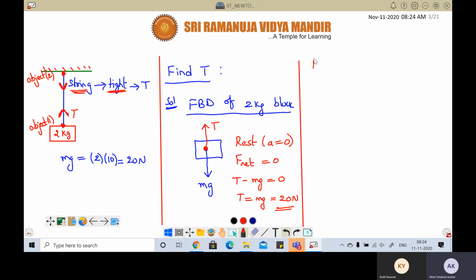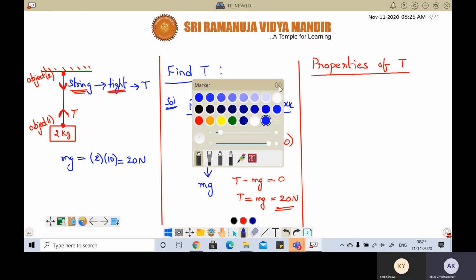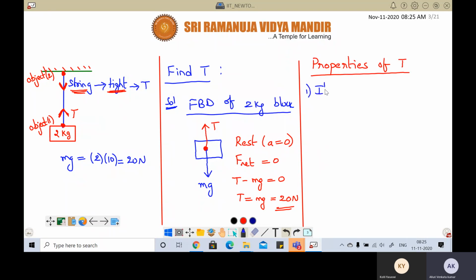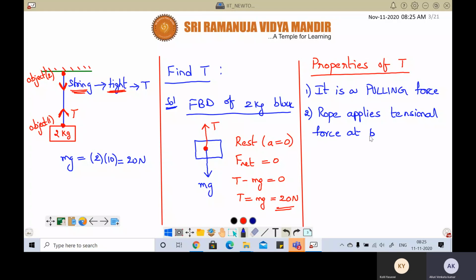So therefore, I am going to write the properties of tensional force. What are the properties of tensional force? First and foremost, it is a pulling force. Second property: rope applies tensional force at both the ends.